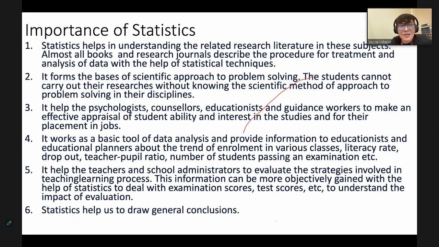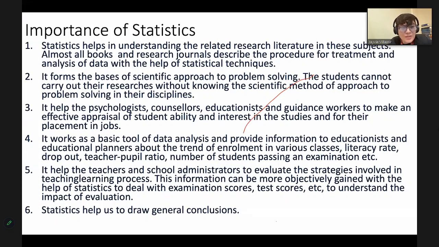The students cannot carry out their researches without knowing the scientific method of approach to problem solving in their discipline. Okay, so again, when we talk about research, it's a scientific method. Okay, and in scientific method, of course, there is a process. Okay, it's a problem solving process. Now, before we solve the problem in our research question, it's very important that we are going to utilize statistics, especially if your research is quantitative. Di ba? Pag experimental research tayo, anong ginagamit natin? Again, we look for the difference. Is there a significant difference or is there a significant effect?